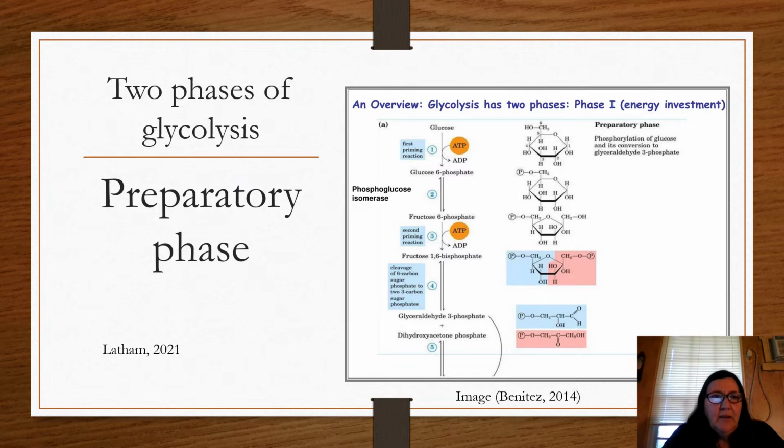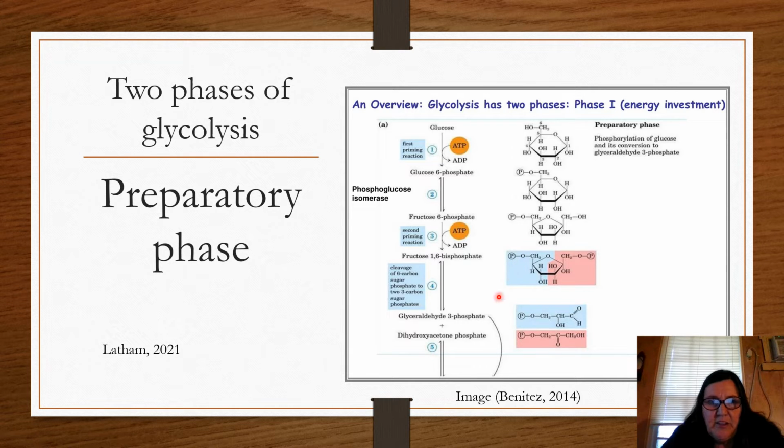Now there's 2 phases of glycolysis. The first 5 steps of glycolysis are considered the energy investment phase because these steps require the use of 2 molecules of ATP. In other words, energy is required in order for this reaction to take place. So you can see here, this is the first priming reaction where glucose is converted to glucose 6-phosphate by the hexokinase enzyme. You can see that that's an ATP and that's an ATP, and it's showing you that these are using energy. They're using ATP. That's why it's called a preparatory phase.